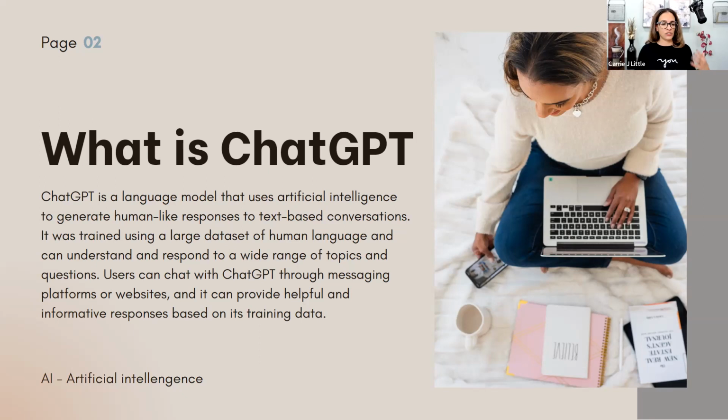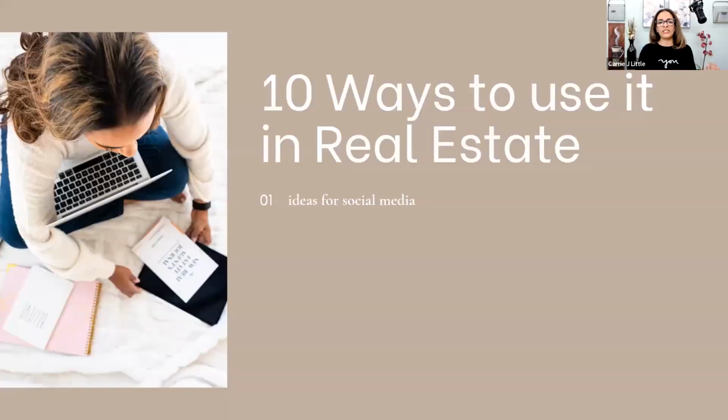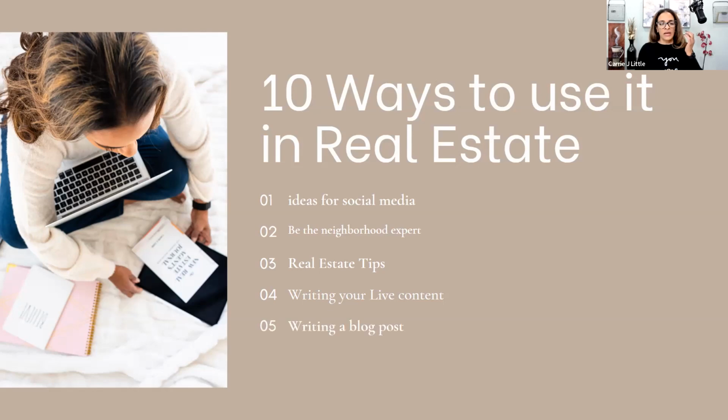So I decided to help you become the expert by coming up with ways to use it in real estate. I came up with the ways in my head, but we're going to also ask ChatGPT how to do it. So here are 10 ways to use it in real estate. Carrie version. You could use it for ideas for social media. You could be the neighborhood expert, real estate tips, writing your live content. Like, you could ask it to write out what you're going to talk about today. Writing a blog post. And I got to show you, I did something cool. Creating a podcast. How about content for downloads?